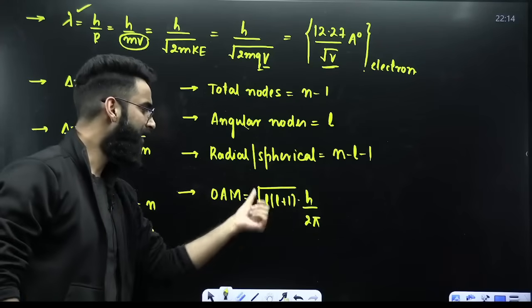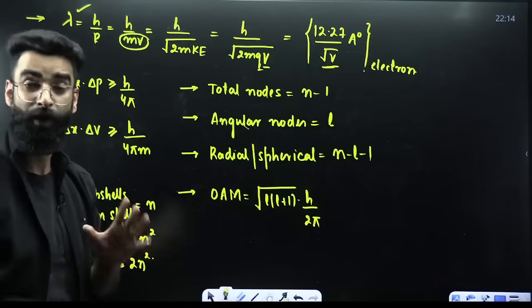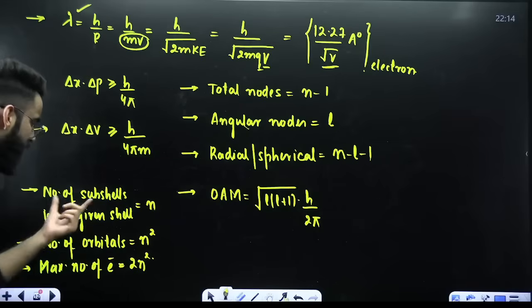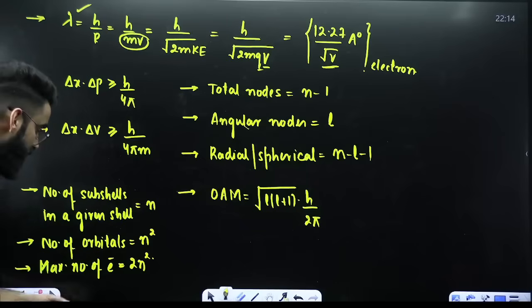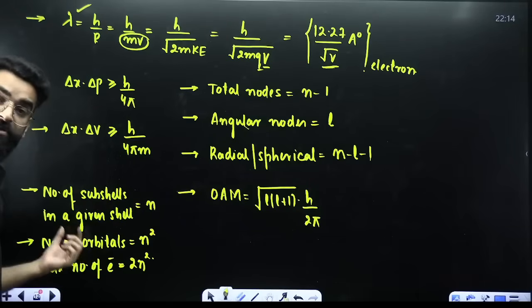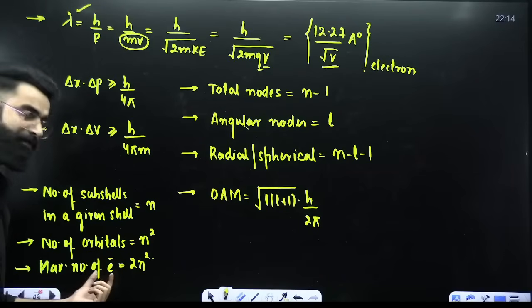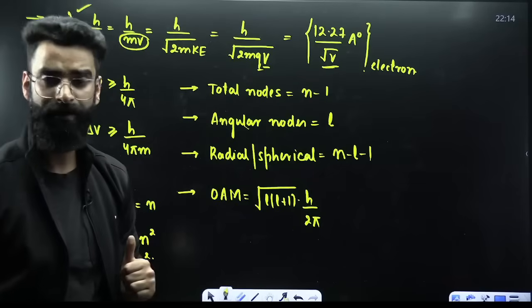Orbital angular momentum is under root of l into l plus 1, times h upon 2 pi. What is l here? It represents the azimuthal quantum number. Total number of subshells in a given shell is equal to the value of n, where n is the principal quantum number. Maximum number of orbitals present in a particular shell is equal to n square. Similarly, the maximum number of electrons that can be accommodated in a particular shell is equal to 2n square, right?